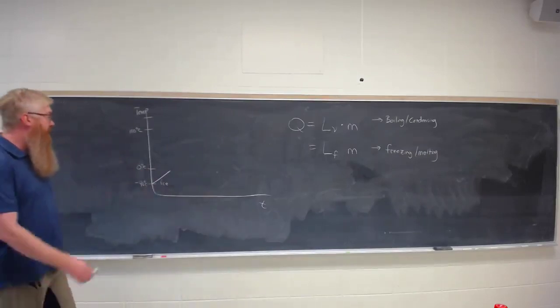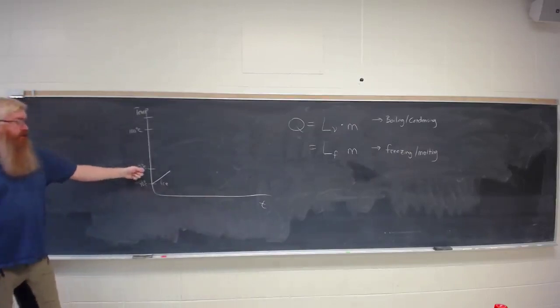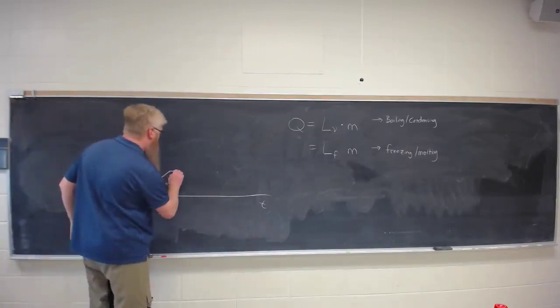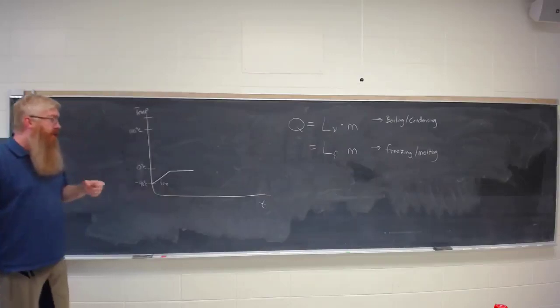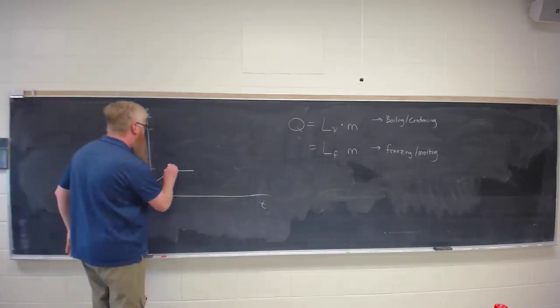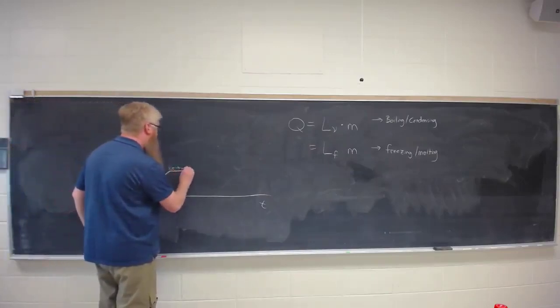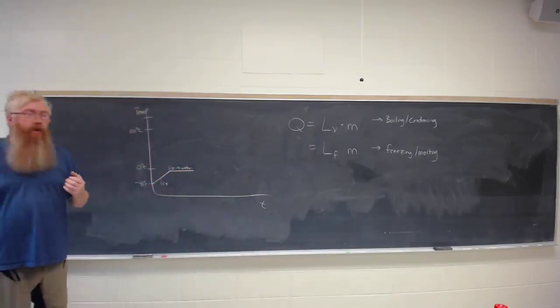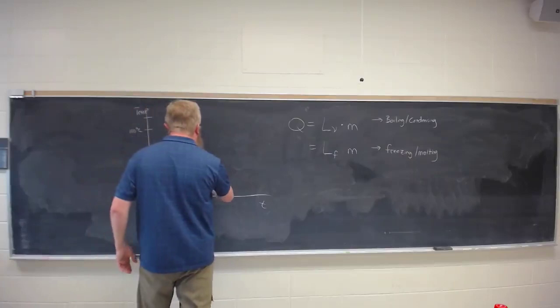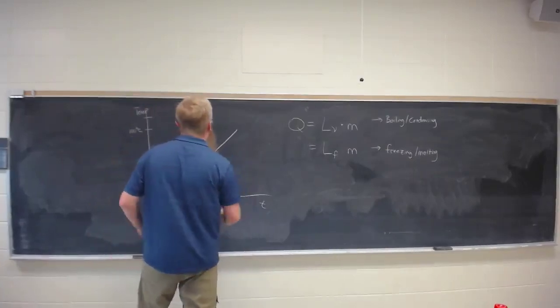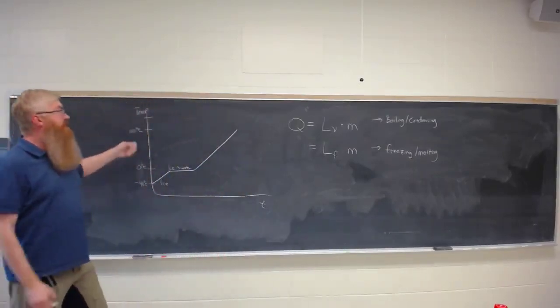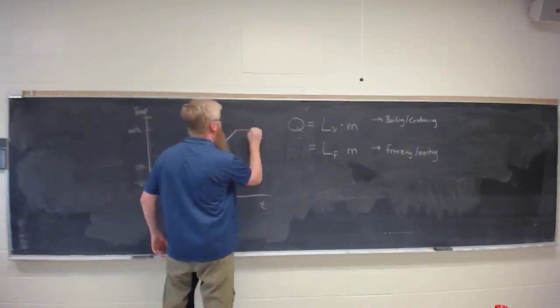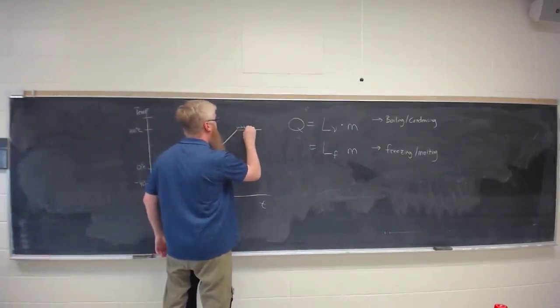uniformly over the block. Then you hit a phase change where the temperature doesn't increase. You're still adding heat, but the ice becomes water. After all the ice has become water, then the water heats up until it hits 100 degrees Celsius. Then you have another phase change where water becomes steam.